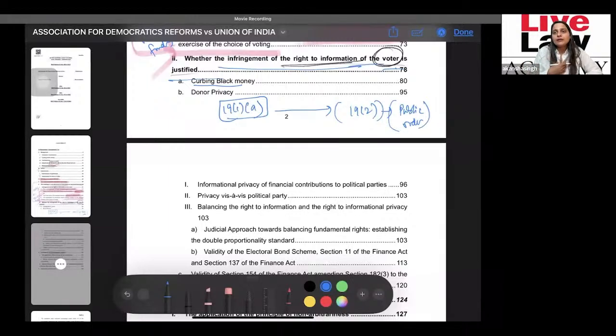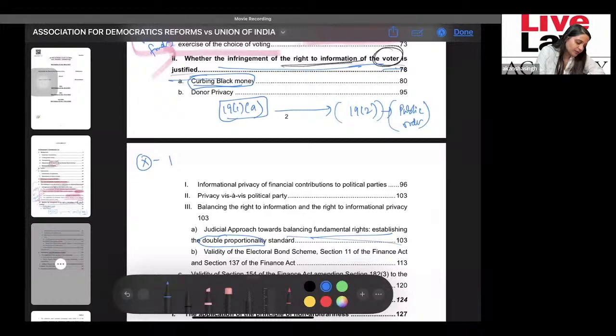When one person's voting interest, who they are actually making the contribution for, will be disclosed, yes, definitely it will have an impact, or it will have a breach of the right to information of the other. But whether that is really justified or not is being assessed here. So first we have to see whether curbing of black money will really happen or not. So the court has done the test of proportionality here, mentioned here as double proportionality. And the court tries to balance and see.